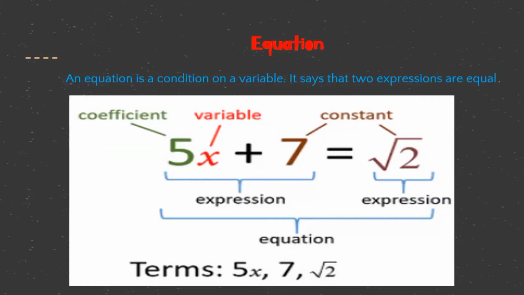For example, 5x plus 7 is an expression. Root 2 is also an expression. Both expressions are separated by the equal sign, so it is an equation, where 5x is a term, 7 is also a term, and root 2 is also a term. 7 is a constant, root 2 is a constant. Why? Because they are not with a variable. If a constant is with a variable, it is called the coefficient, like 5 is the coefficient of x, because 5 is with x. So 5x plus 7 is equal to root 2 is an example of an equation.